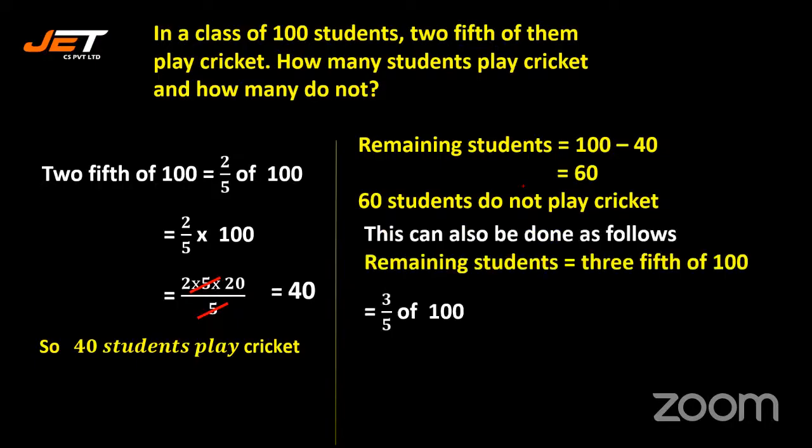This can also be done with 3 by 5 of 100. 100 is written as 5 times 20. 5 cancel. 3 times 20 is 60.